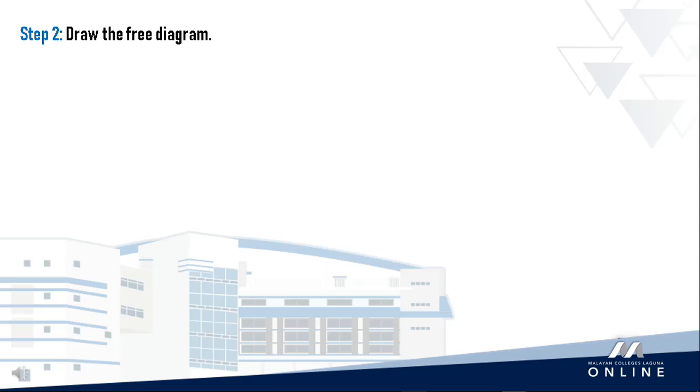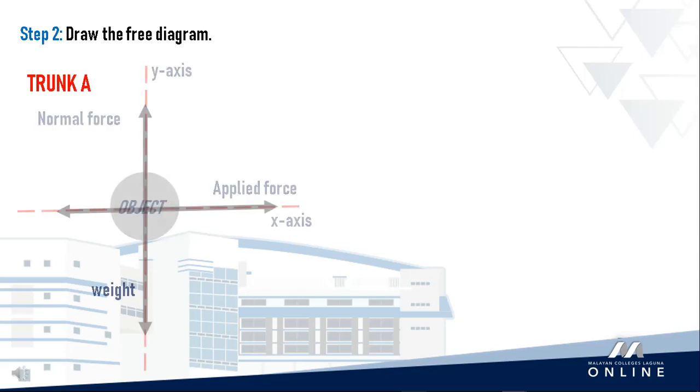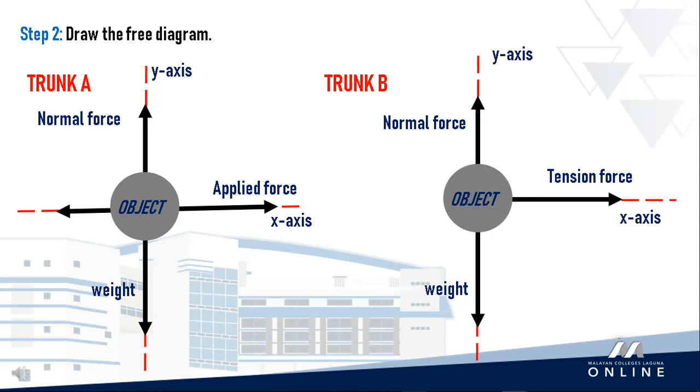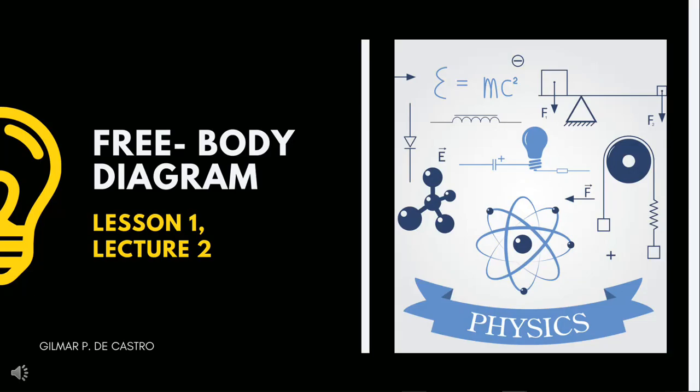Now that we know all the forces in this situation and in which axis they are found, we can draw their free body diagrams. For trunk A, we will draw it as this, while for trunk B, we will draw it as this. Notice that the illustrations clearly represent the direction and magnitude of the forces involved in this problem. And that's it. You will use this skill of drawing free body diagrams in the next lessons, especially when we represent laws of motion, which we will cover in the next module.